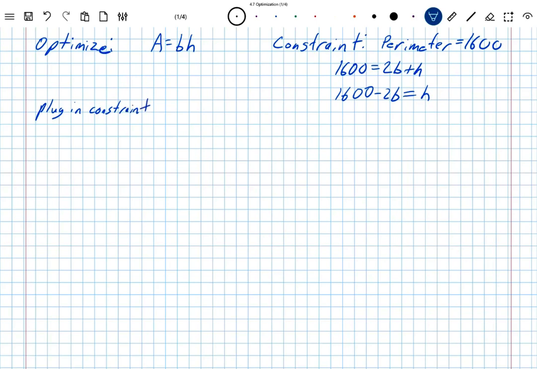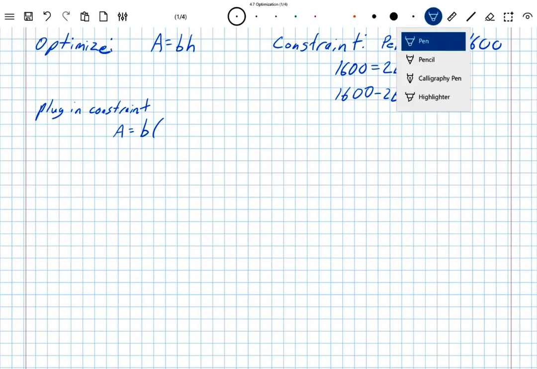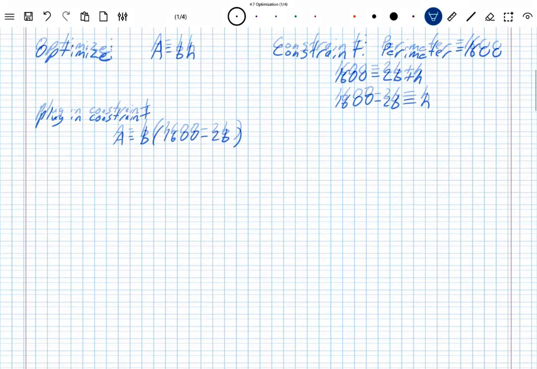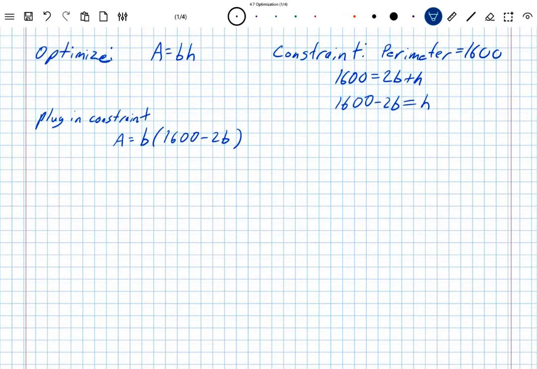Okay, so A is equal to b times, and instead of h, we're going to write 1600 minus 2b. Now A is a function of just b, of just one variable. Before we go any further, let's go ahead and multiply this out. A is equal to 1600b minus 2b squared.